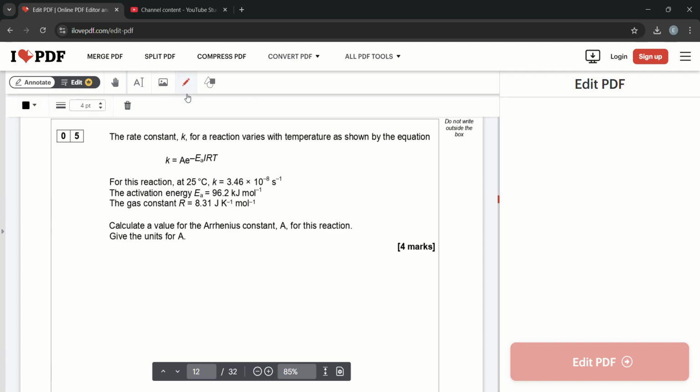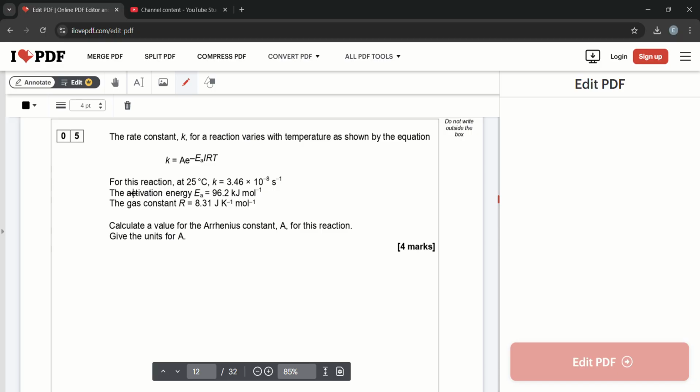Question 5. Now this question, there was no mark scheme and all the students were awarded the full 4 marks because of a typographical error. However, let's attempt it.